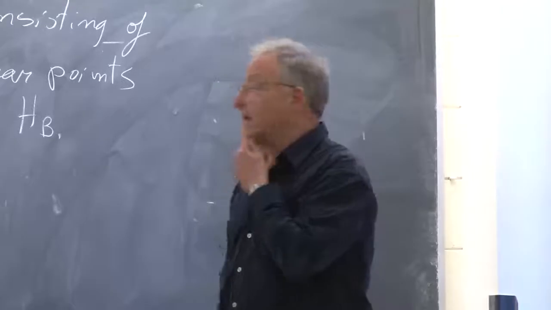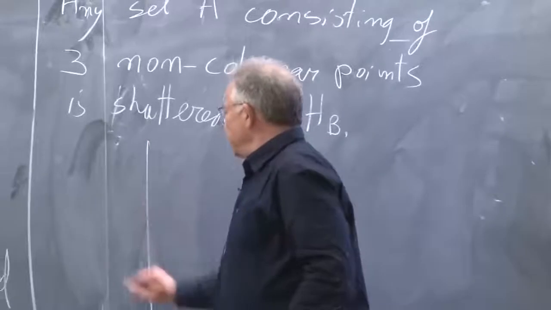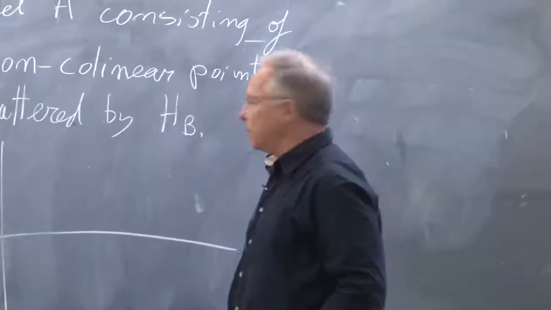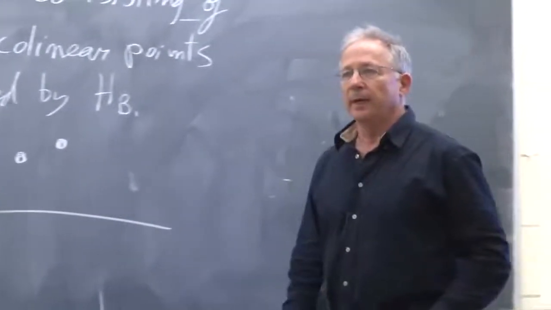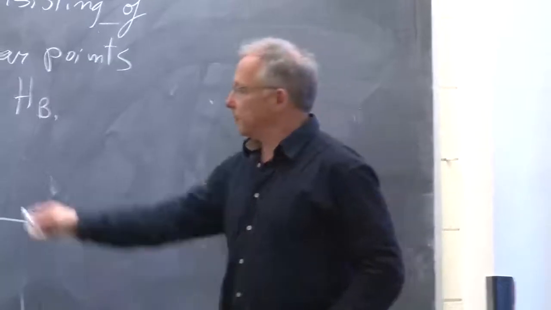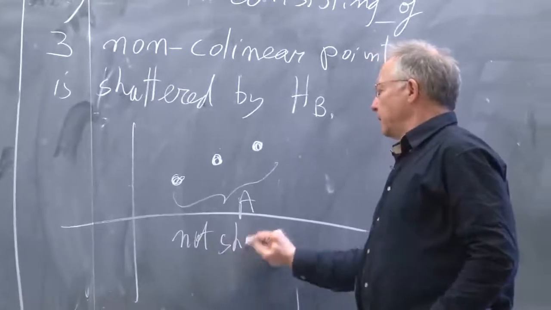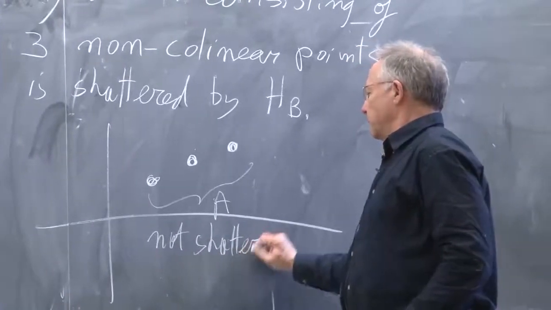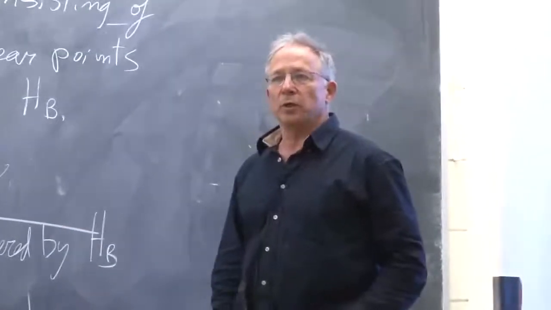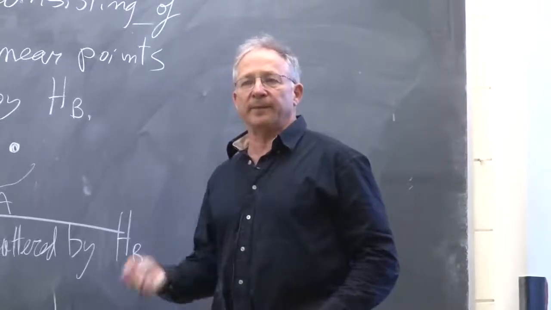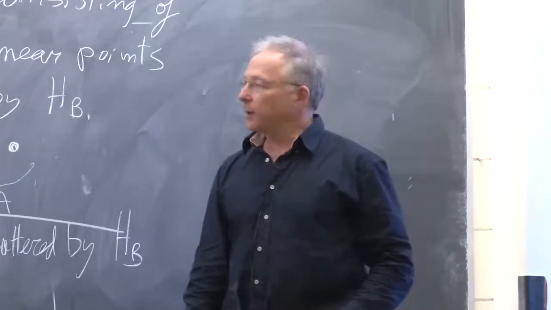Yes? Right. They don't even have to be equally spaced. On the other hand, if I pick 3 points which are collinear, if I pick my set A to consist of 3 points like this, I claim that it is not shattered. So this A is not shattered by H balls. To show that it's not shattered, you have to give me a subset that no ball can cut. Which subset should I pick?